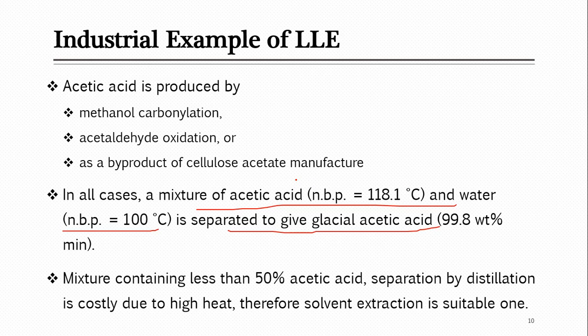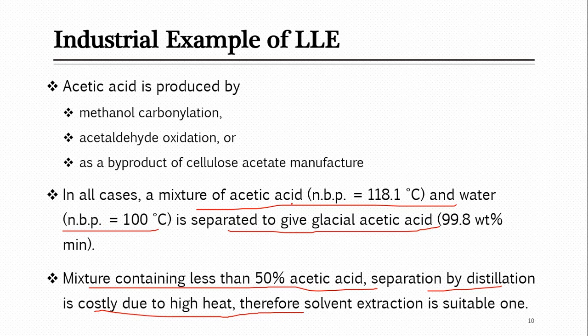But the problem here is, as we have seen in the last slide where we discussed when we have to use liquid extraction, there you have seen that the mixture contains less than 50% acetic acid. What does this mean? It means a very large amount of water. More than 50% is water and less than 50% is acetic acid. So in this case, separation by distillation is costly due to the high heat required for the boiling of water.